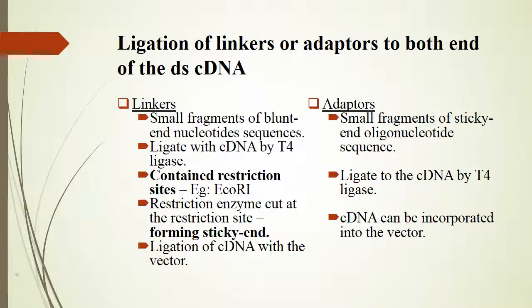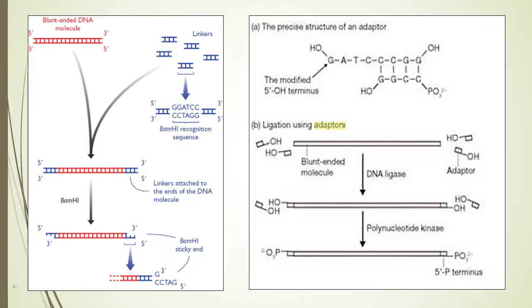Linkers are small fragments of blunt-end nucleotide sequences. They ligate with cDNA by T4 ligase, and contain restriction sites. The restriction enzyme cuts at the restriction site, forming sticky ends, and then the cDNA is ligated with the vector. Meanwhile, adapters are small fragments of sticky-end oligonucleotide sequences. They are also ligated to the cDNA by T4 ligase, so the cDNA can be incorporated into the vector. The diagram at the left showed the process of linkers, and at the right showed the process of adapters.